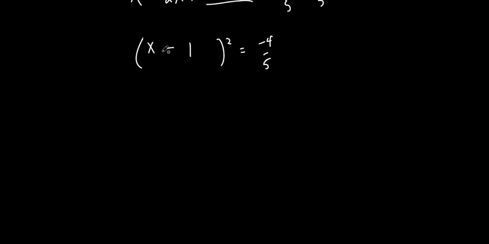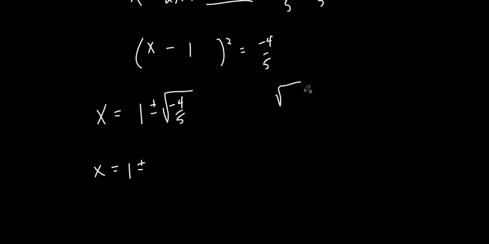Square root both sides, and then add a 1. At this point, you could probably do both of these things in the same step, couldn't you? You know you're going to add a 1 to both sides. What's this going to be? Plus or minus square root of negative 4/5. This is where it gets ugly. x equals 1 plus or minus.